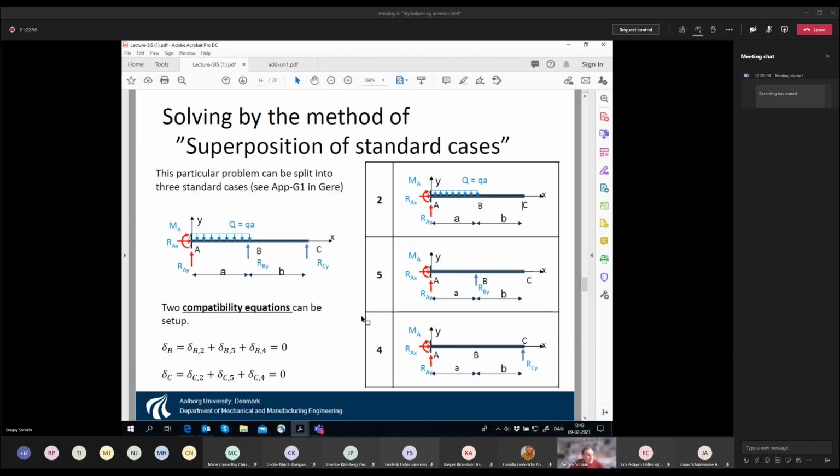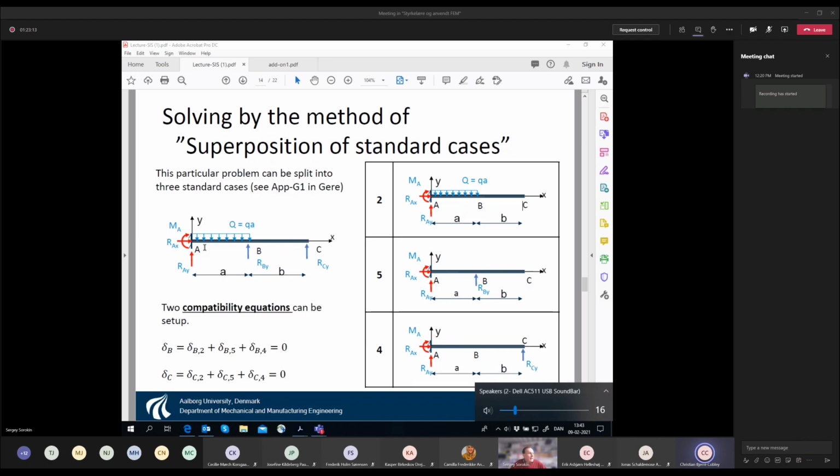I do have a question, actually. Yes, please. I'm going to be absolutely honest, I don't quite understand where 2, 5, and 4, those boxes, come from. What's the difference? What are you changing in terms of the forces in both directions?